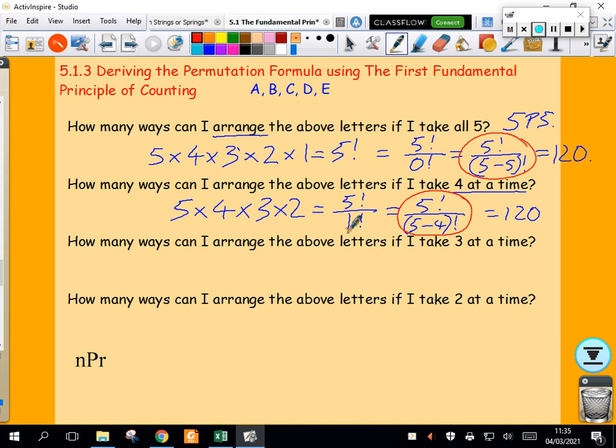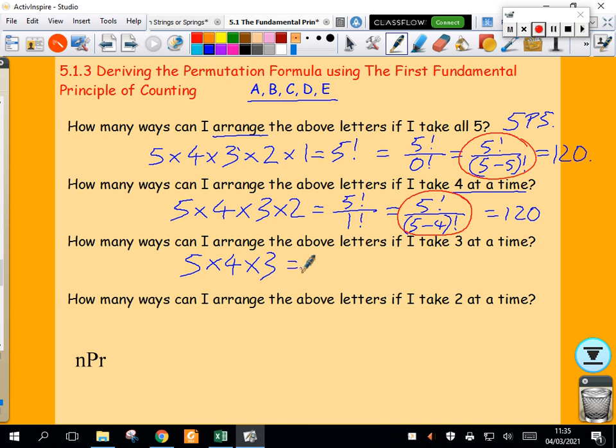Where it starts to change is now. In the next example, how many ways can I arrange the above letters if I take 3 at a time? Well, taking 3 at a time, I've only 3 positions to fill. I've still got 5 letters from which to choose. I choose a letter to go in the first position. Well, there's 5 ways I can do that, any of the 5 letters. But 1 letter will be chosen and will be used up by placing it here. So there will be only 4 ways to choose a letter to go in position 2, and then only 3 ways to choose a letter to go in position 3.